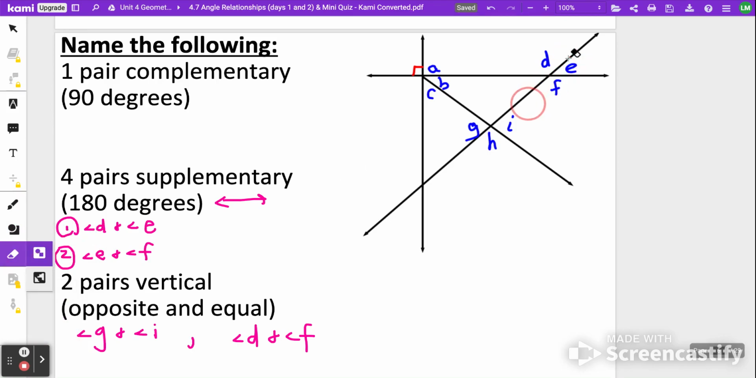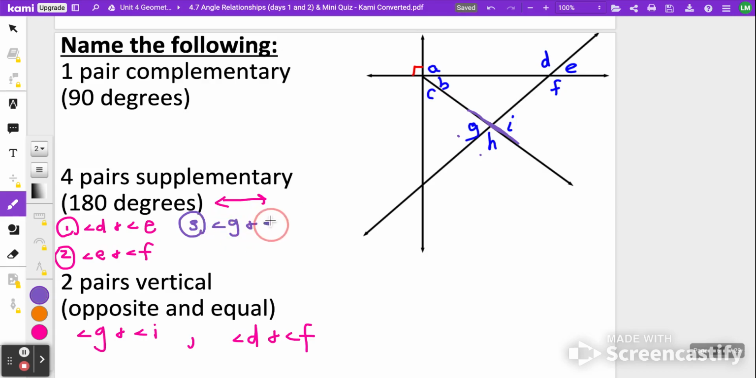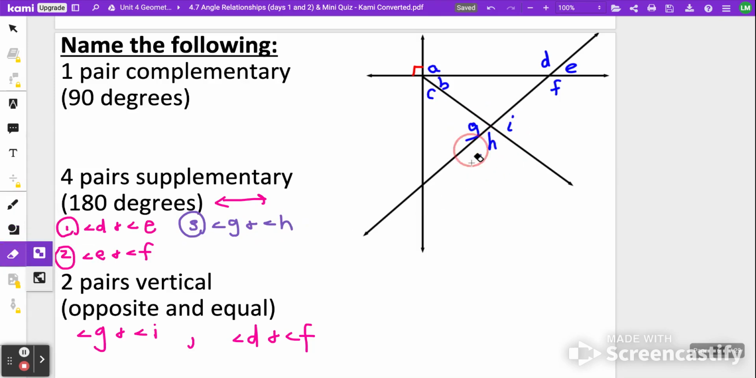As we continue going through these, let's go down here to maybe G, H, and I. You can do the same thing there. The third pair I'm seeing, if I see a straight line right here, G and H are right next to one another and they're making a straight line. So angle G and angle H are supplementary. And then we have one more to find, and it's actually right near G and H.